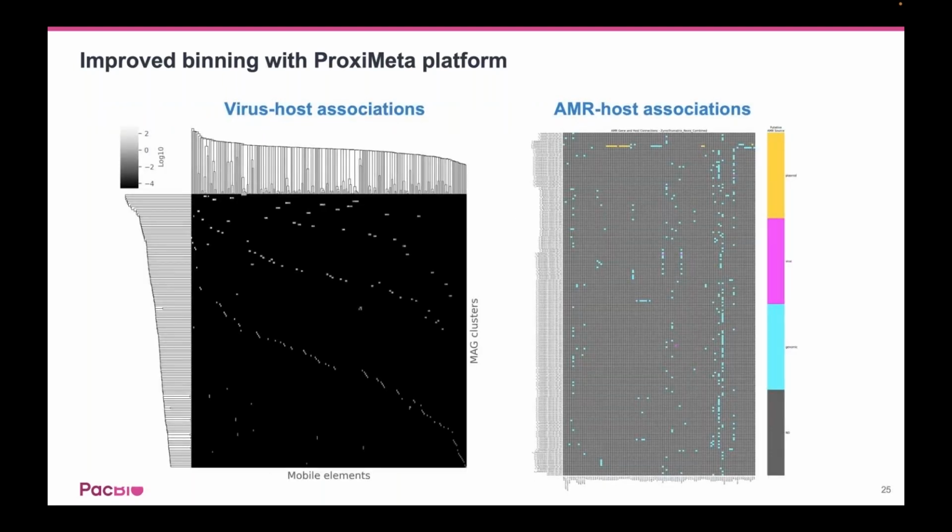But in addition, we're also getting these other types of information. So things like virus host associations, as well as AMR to host associations, so antimicrobial resistance genes. And so we get this really rich complementary data set in addition to improving our binning. And so I'm really excited to dive into this in a little bit more detail and see how we can more fully characterize the sample in terms of virus and plasmid associations too.